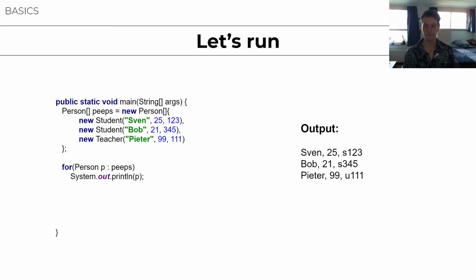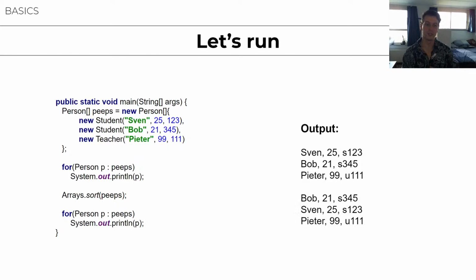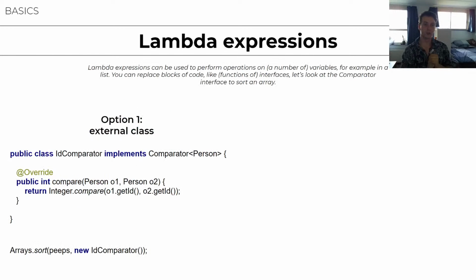So how does this work? Let's say we create a list with 3 people, Sven, Bob, and Peter. So first, if we print them, we have the same order that we put in the list. Then we call the Arrays.sort method, and we give the person list to Arrays.sort. We print it again, and now you can see that it's sorted by age: Bob, then Sven, then Peter.